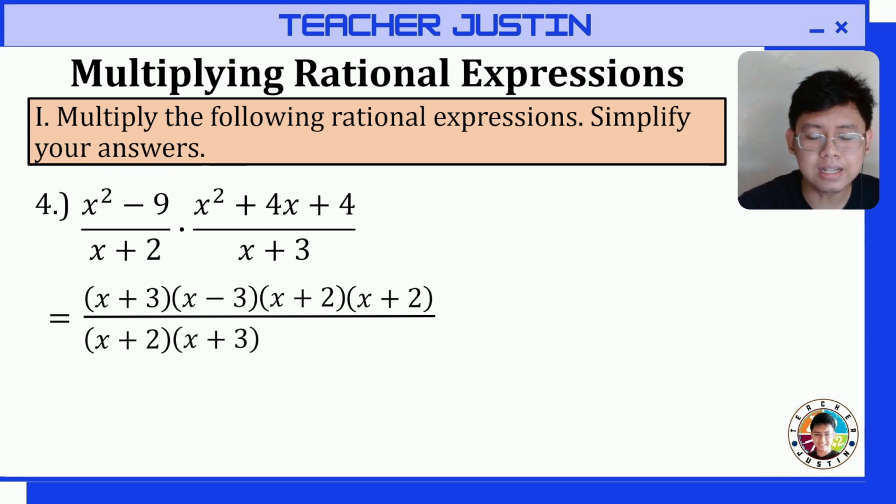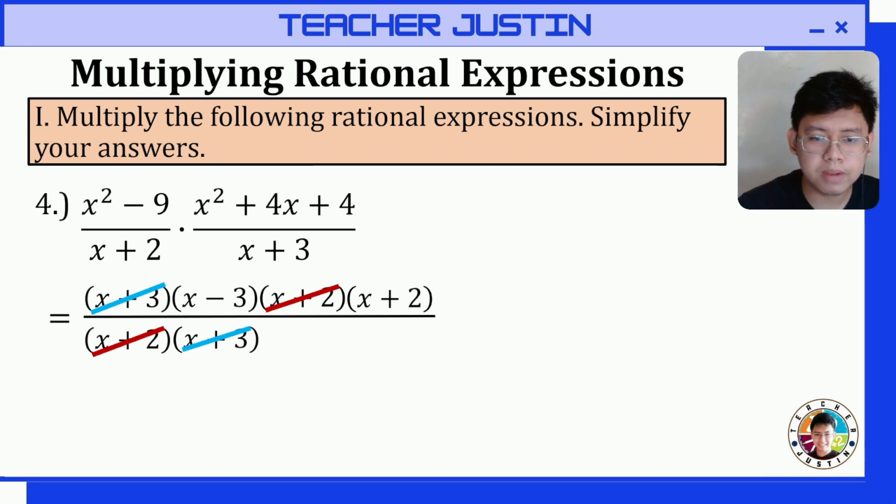Now, let's cancel our common factors. So, yung common factor natin sa numerator and denominator, we have x plus 3 and x plus 2. So, yung denominator natin na-cancel lahat. So, it will be equal to 1.